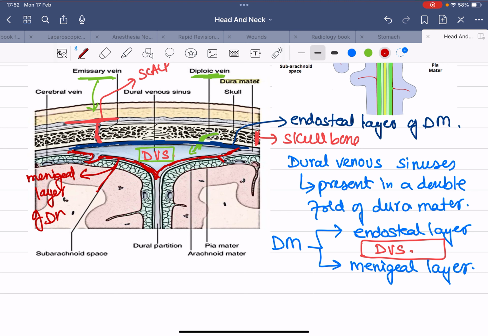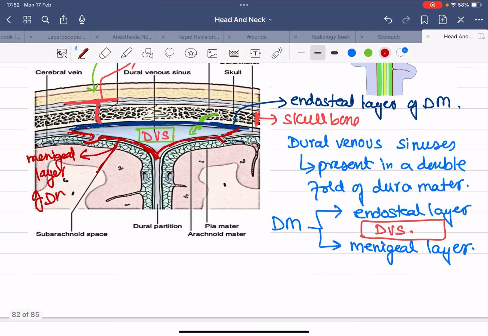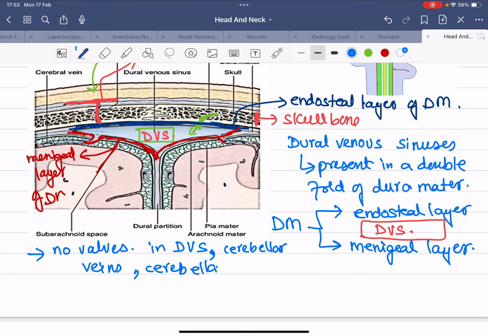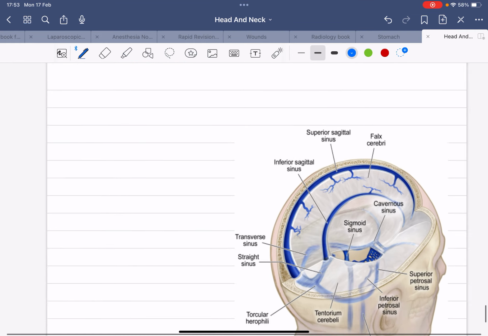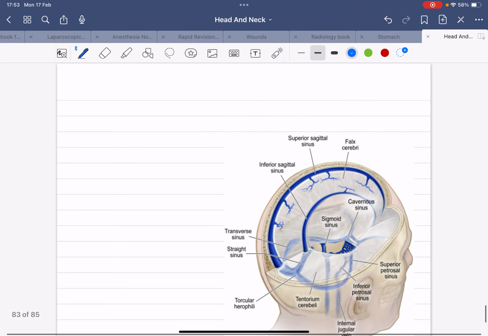So dural venous sinuses are present between the two layers of the dura mater. Please remember, a very important point: there are no valves present in the dural venous sinuses, in the cerebral veins, in the cerebellar veins, and even in the veins of the brain stem. All of them have no valves present in them. So this is your dural venous sinuses. Now we must discuss the various dural venous sinuses.